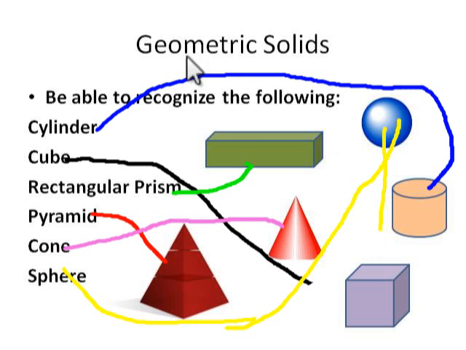Okay, so those are the geometric solids that you are responsible for being able to recognize. You do not have to be able to draw them. You just have to be able to look at a picture and know what it is called.